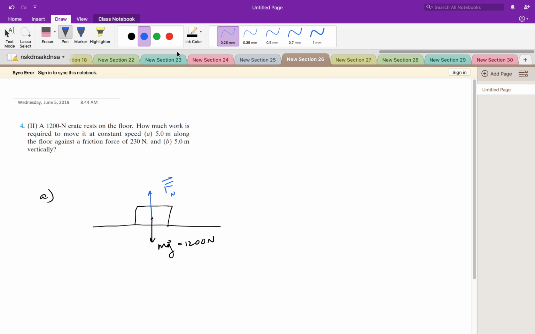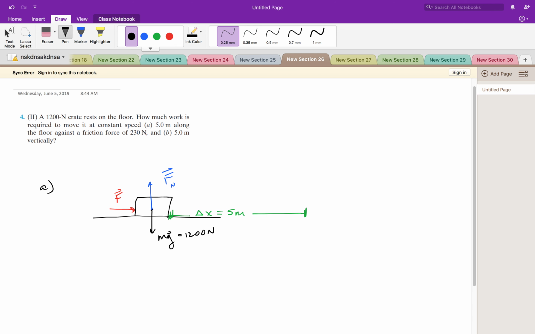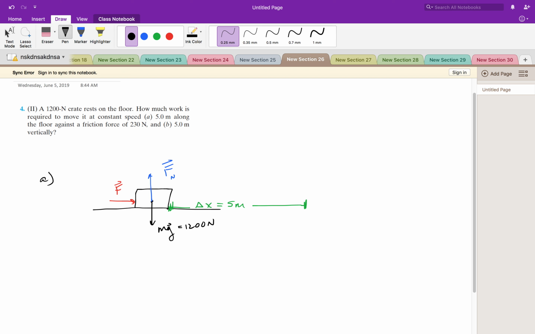And there's some other force pushing it to the right. We'll say this is just some applied force, F, and we're moving some distance, delta x, equal to 5 meters. That's what we're going to move. Now you're told that we're moving at a constant speed. Here we're going to use something called the work energy theorem. Sorry, and there's friction pointing in the other direction.